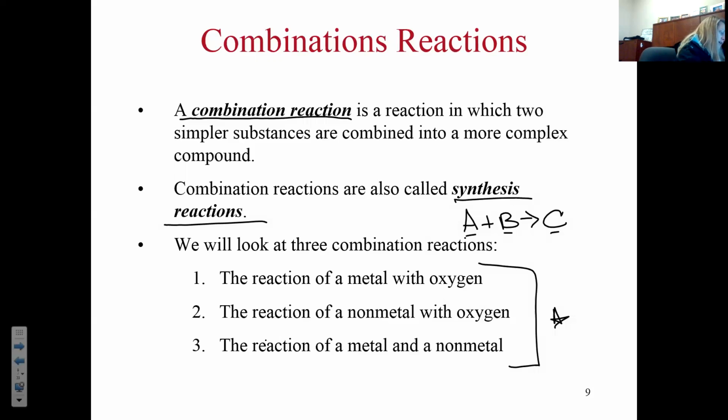The first one is the reaction of a metal with oxygen. Then we have the reaction of a non-metal with oxygen. And we have the reaction of a metal and a non-metal. In each case, this would be A, this would be B, and then all together, they're going to yield something that would be C.